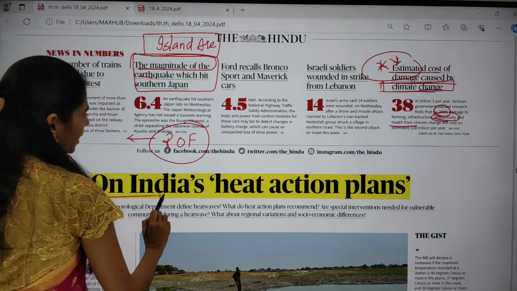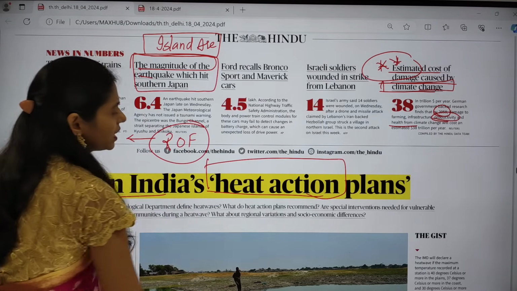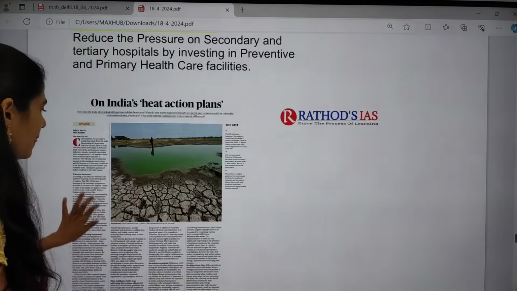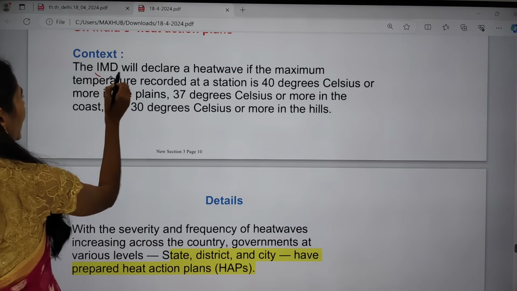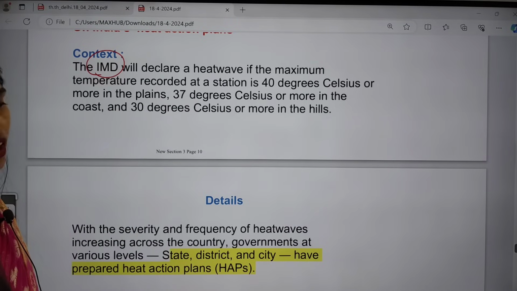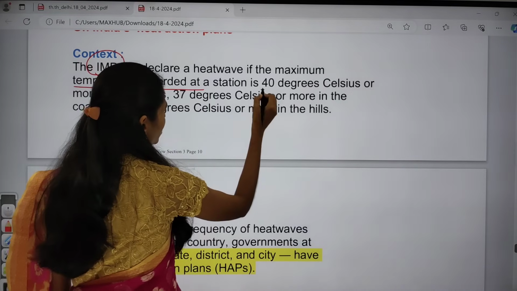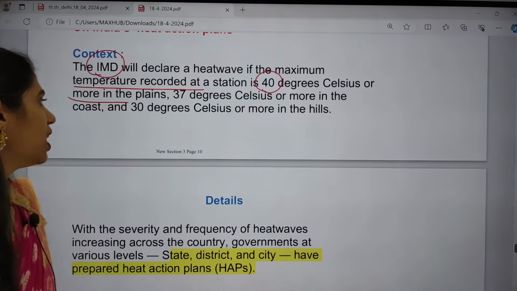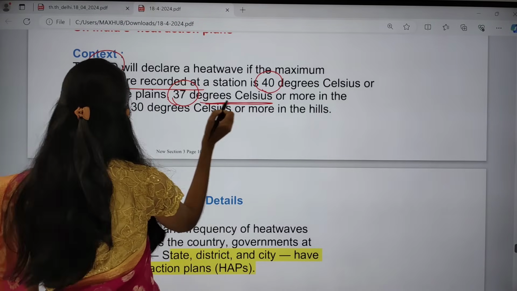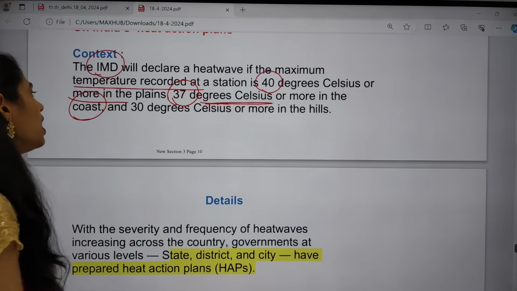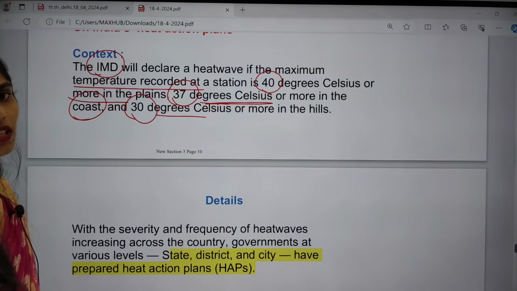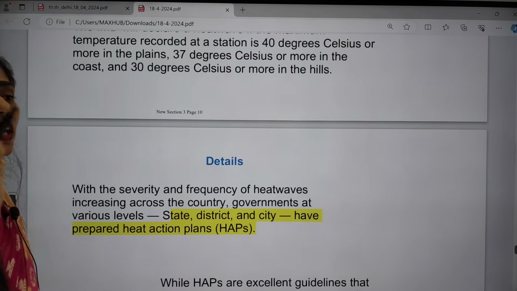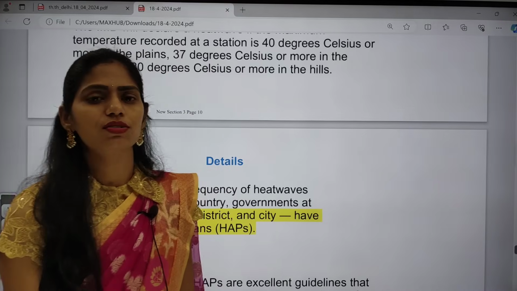And this article is talking about India's heat action plans. We already discussed this heat wave a number of times, so let us have a look at the gist, and we are not going to see the dimensions. If you see the context, it says that IMD, the Indian Meteorological Department, declares a heat wave if the maximum temperature recorded at a station is 40 degrees centigrade or more in plains. So if the temperature on plains is 40 degrees or more, it is called a heat wave. Next, if it is 37 degrees or more in the coastal region, it is called a heat wave. And 30 degrees or more in the hills is called a heat wave. So we have different criteria for plains, coastal areas and hilly areas. You have to remember this, and there is a very high chance of getting a question regarding this heat wave in your examination.